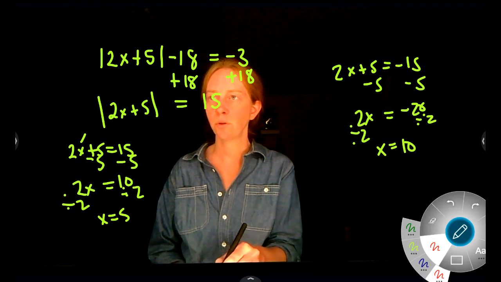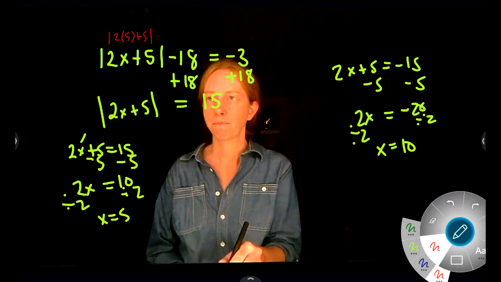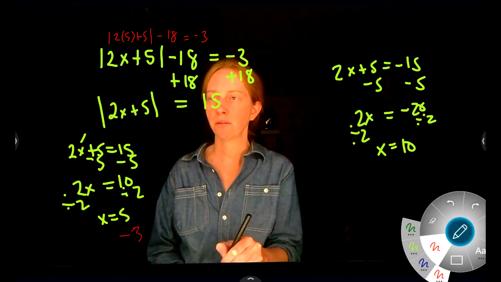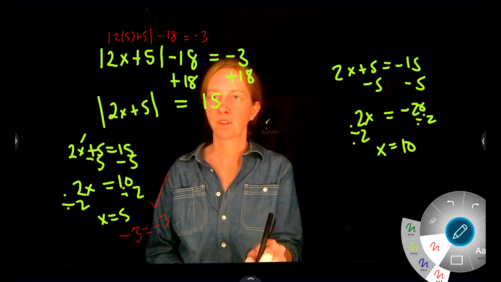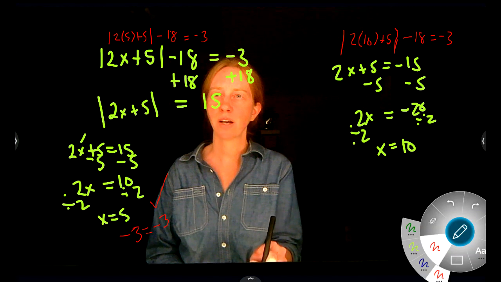So let's do that. This is 2 times 5 plus 5 minus 18 equals negative 3. So that's this first side. So this is 10 plus 5, so 15. 15 minus 18 is negative 3. So yeah, we have negative 3 equals negative 3 over here. Let's do this one over here. We have 2 times 10 plus 5. Whoops, minus 18 equals negative 3. So this is 20 plus 5, so 25 minus 18.